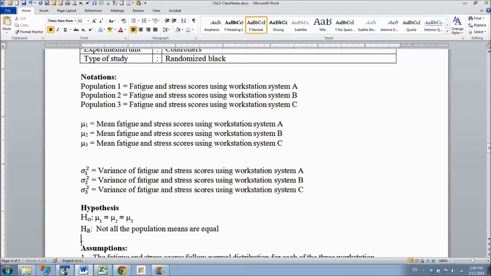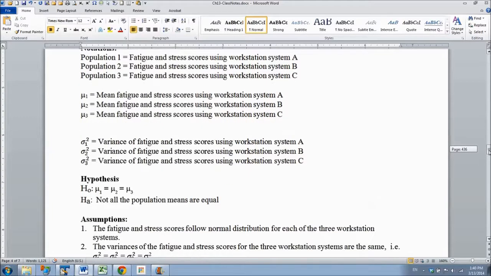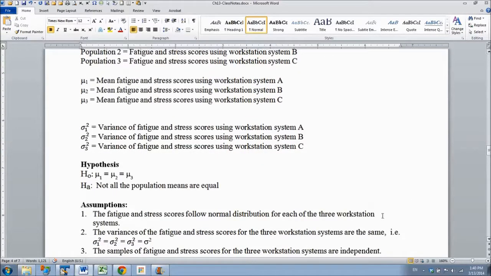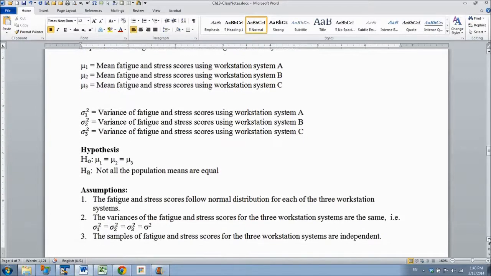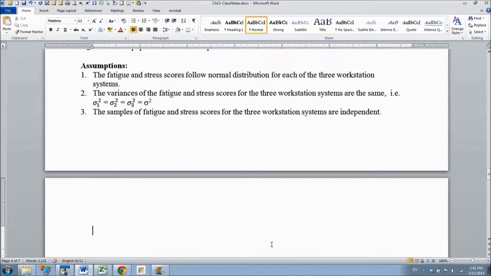In order to conduct that test, we have to make some assumptions. The response variable, in this case the fatigue and stress scores, follows a normal distribution for each of the 3 workstation designs. The 3 variances are equal, so we have a common variance. And the samples taken from these 3 workstation designs are independent. Now at this point, we'll turn to Excel and look at the sample taken from this study and conduct the hypothesis test using data analysis in Excel.